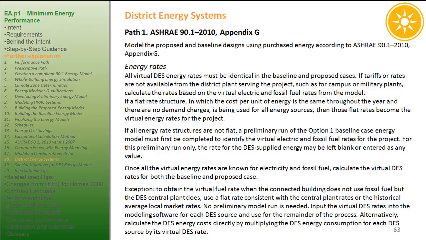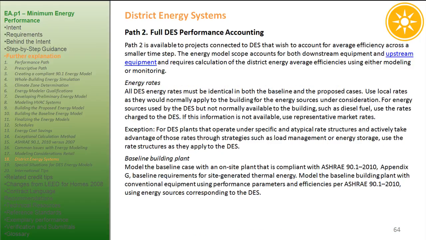Input the virtual DES rates into the modeling software for each DES source and use for the remainder of the process. Alternatively, calculate the DES energy costs directly by multiplying the DES energy consumption for each DES source by its virtual DES rate.